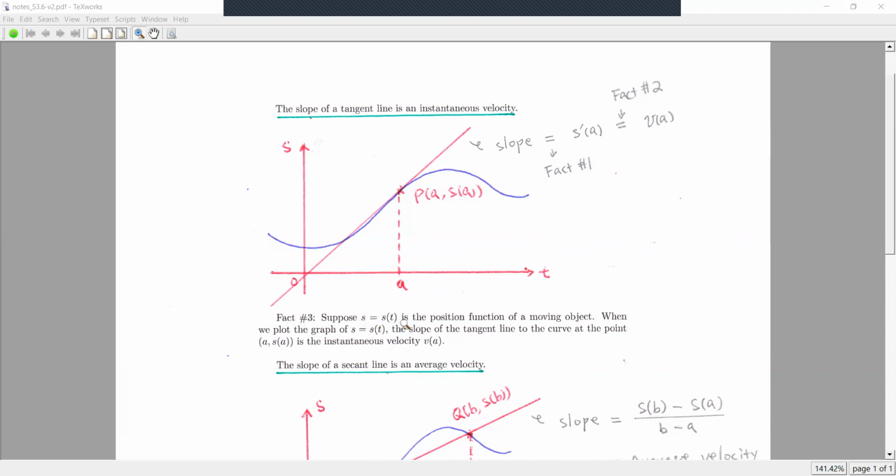Suppose this function is the position function of a moving object. When we plot the graph of the function, the slope of the tangent line to the graph at the point a, s of a, is the instantaneous velocity of the moving object at the time a.